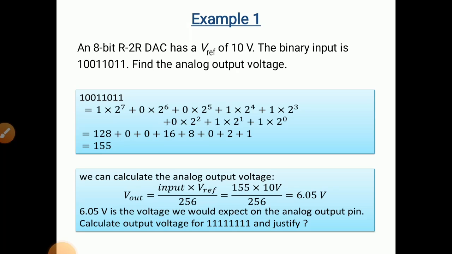Can you calculate the output voltage for 11111111? If all 8 bits are 1, what will be the output voltage? Can you justify it? All of you try it at home, calculate, and mention in the comment box what the answer is for 11111111 if all the 8 bits are 1.